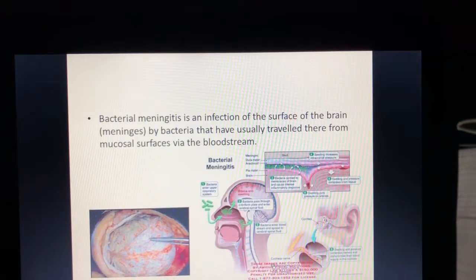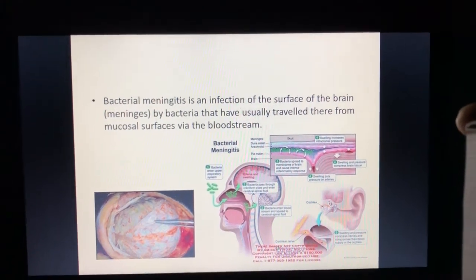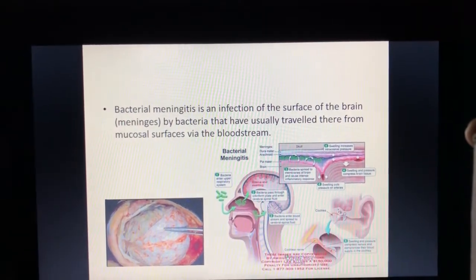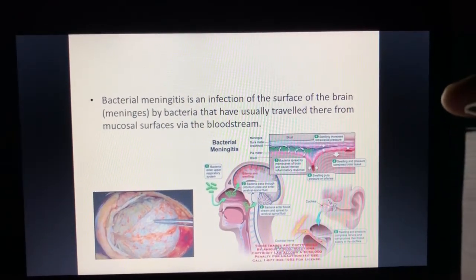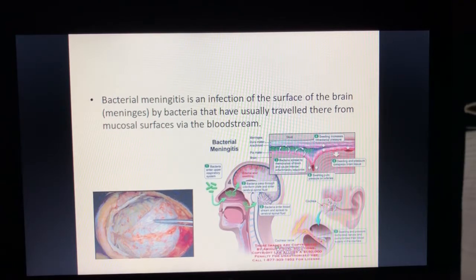Start with a bit of pathophysiology, just so that we're all clear. Bacterial meningitis is an infection of the meninges, the surface of the brain, by bacteria, and usually they will have travelled there from the mucosal surfaces via the bloodstream.